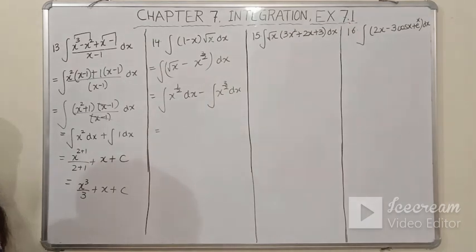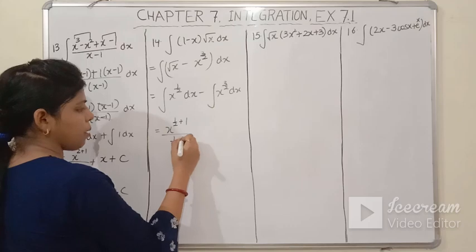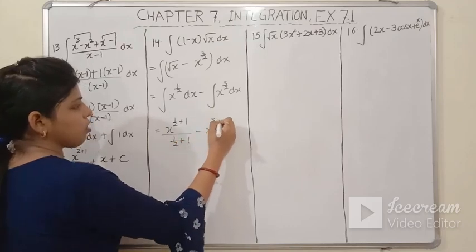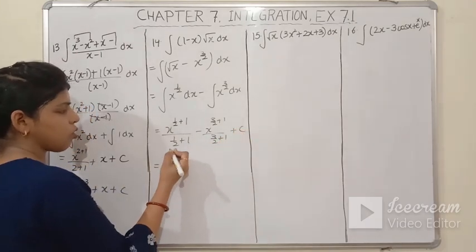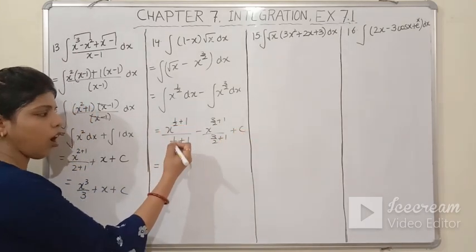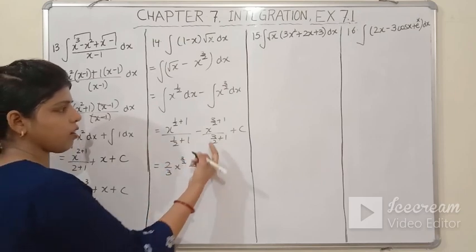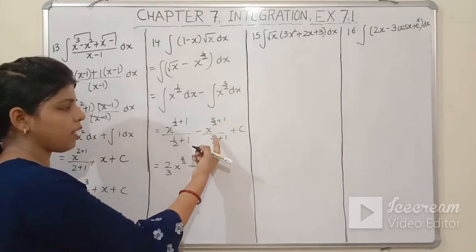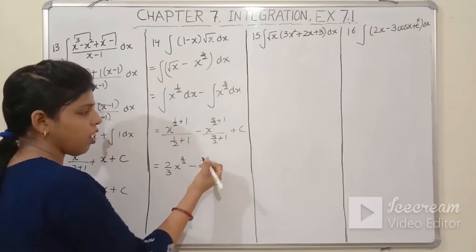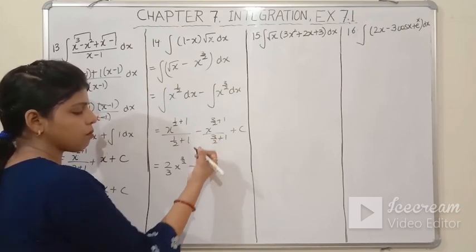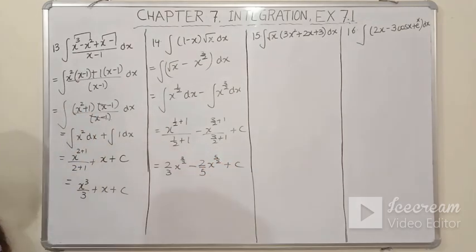Now the integration of x raised to power n, again the same rule we are using again and again, x raised to power n plus 1 upon n plus 1. In the same way, x raised to power 3 by 2 plus 1 upon 3 by 2 plus 1, plus c, where c is constant of integration. So it is going to be 1 by 2 plus 1 is 3 by 2 upon 3 by 2, which becomes 2 by 3 x raised to power 3 by 2. Same way, 3 by 2 plus 1 is going to be 5 by 2 upon 5 by 2, which 2 will come in the numerator and 5 will come in the denominator. So it becomes 2 by 5 x raised to power 5 by 2 plus c. So this is our answer of this question.